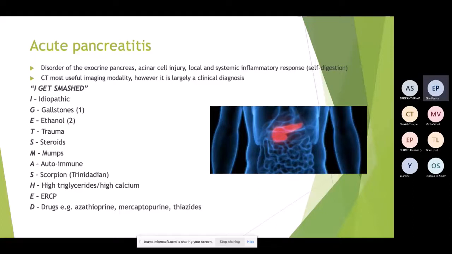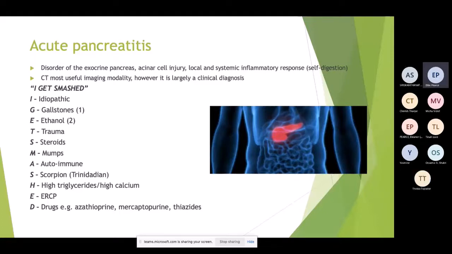Things like trauma, particularly, there have been some cases in children reported recently where they get a blow to the abdomen, falling on something or coming off their bike, that kind of thing, to be aware of. Things like steroids, mumps, autoimmune disease, a particular type of scorpion, which everyone likes to remember, high triglycerides, having a recent ERCP or certain drugs.